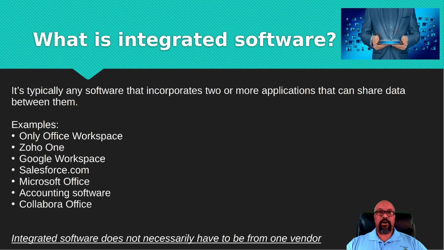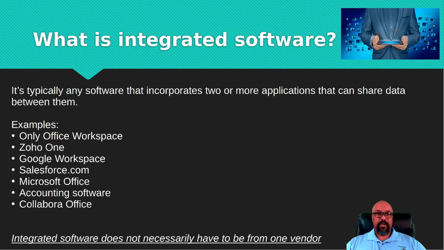Okay, so let's talk about integrated software. So what is integrated software? As you see, I have here, really, integrated software is any software that incorporates two or more applications or two or more systems that can share data between them. And I have some examples here of some integrated software. And we'll look at a few of these today.